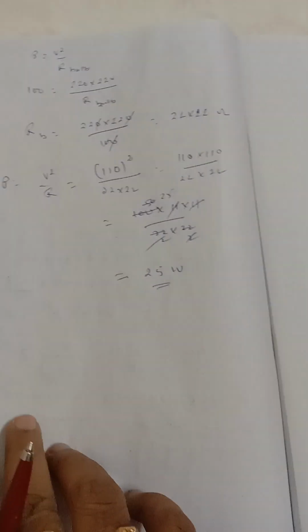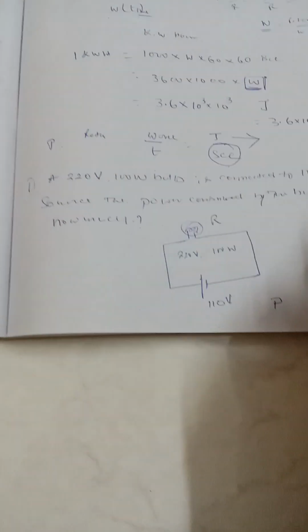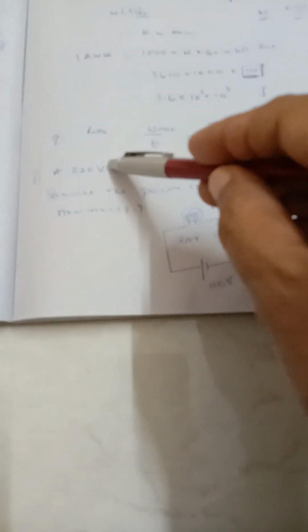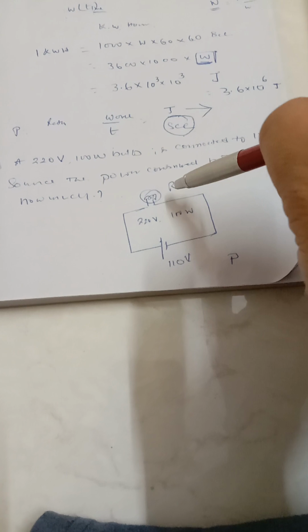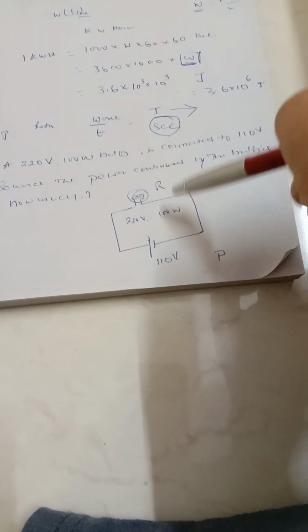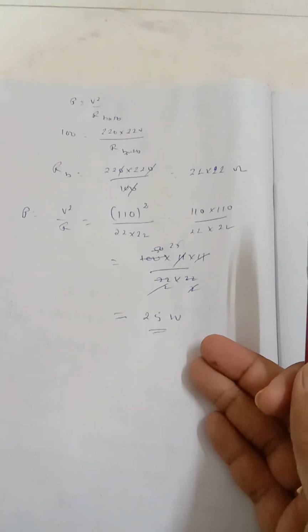One more time I am explaining. First, the rated capacity of the bulb is 220 volts, 100 watts. From this, I used the formula P is equal to V square by R to find the resistance of the bulb. Using that resistance and this voltage, again P is equal to V square by R, the same formula, I found the power drawn by the circuit. The power drawn by the circuit is 25 watts.